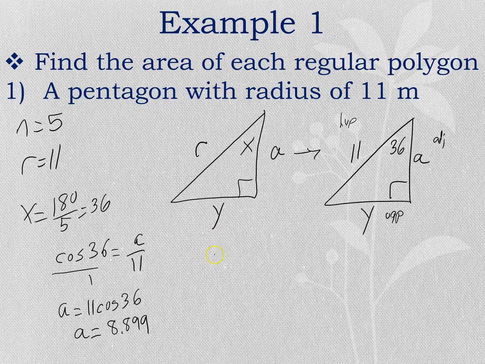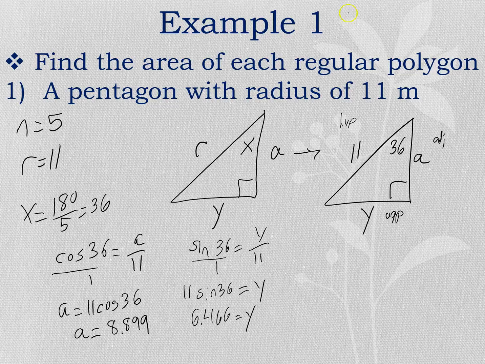Now our y value is found the same way, but since it's the opposite side, we're going to use sine. So sine of 36 equals y over 11, opposite over our hypotenuse. So we cross multiply. 11 sine of 36 equals y. So you'll find your y value is going to come out to be 6.466.